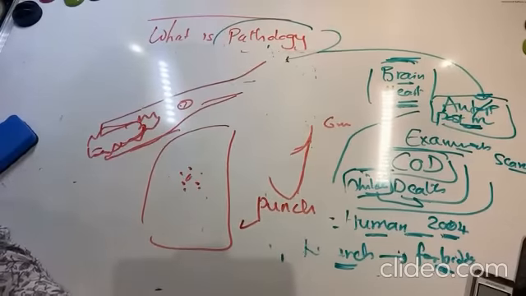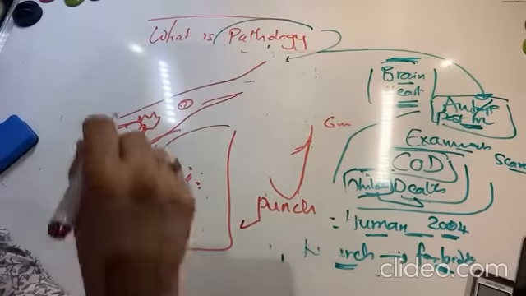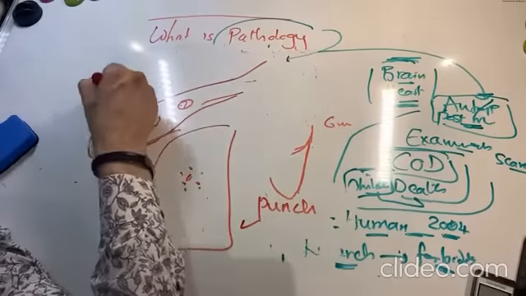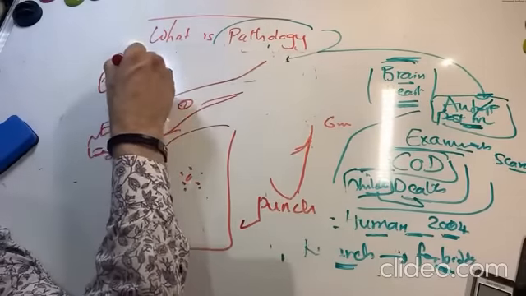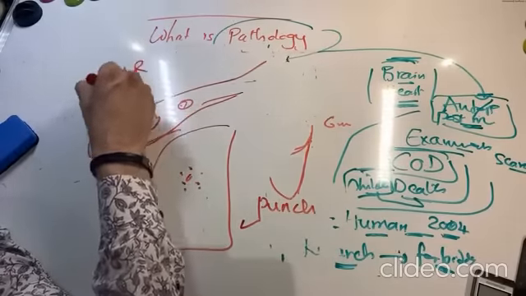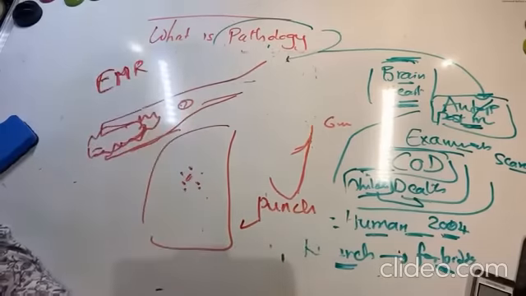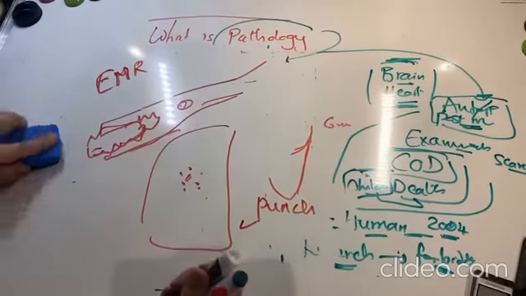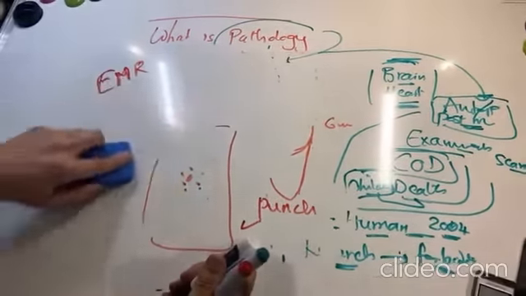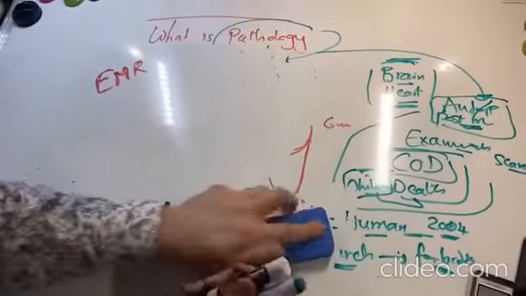There is another way, which is an operation as well. It's called EMR, endomucosal resection. Say for example you have a lesion, and that lesion is not highly invasive.